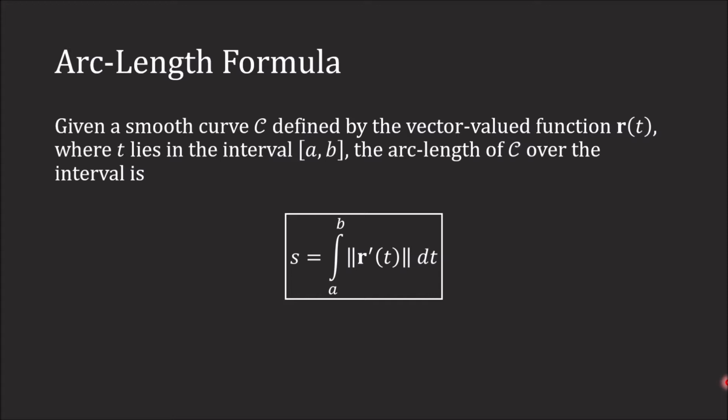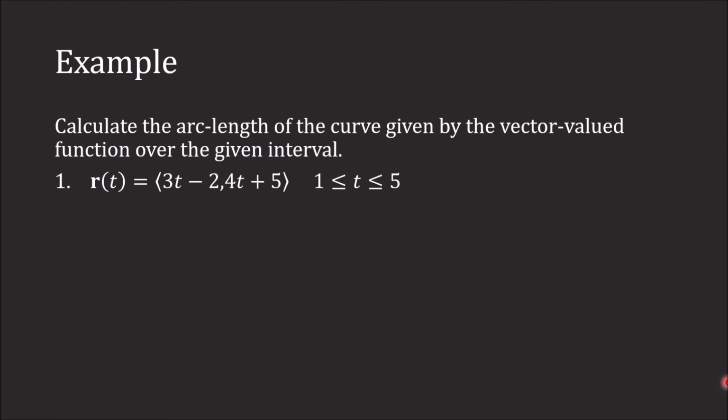So what we're going to do now is calculate the arc length of a few curves. The first curve will be defined by the vector 3t minus 2, 4t plus 5 over the interval 1 to 5. The first thing we need to do is find r prime of t, which is simply the vector 3 comma 4.